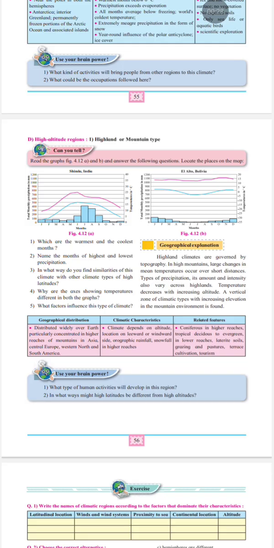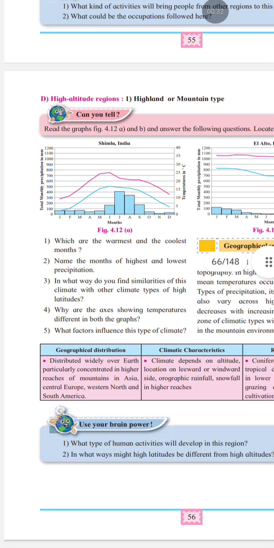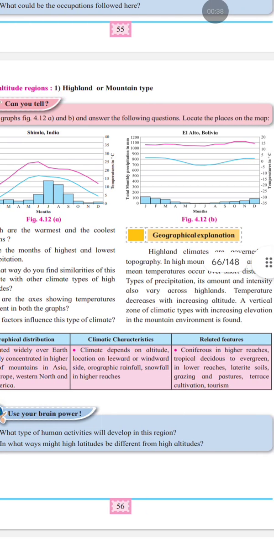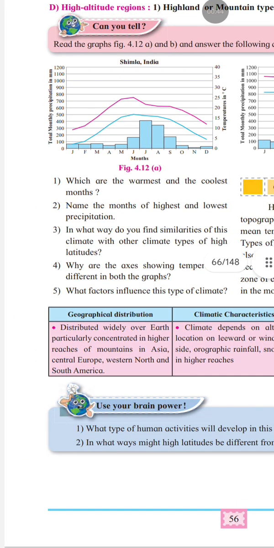So observe both the graphs carefully. First graph depicts Shimla, India, figure 4.12a, figure 4.12b of El Alto, Bolivia. Based on this, we will be answering the questions. So, our first question is which are the warmest and the coolest months? So, in Shimla, you can see June is the warmest month while January is the coolest month.